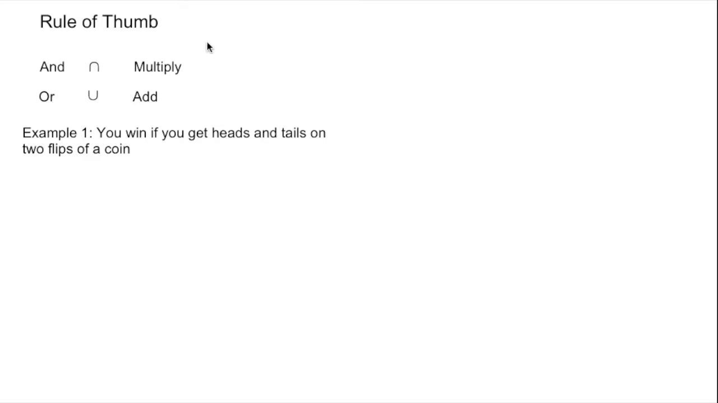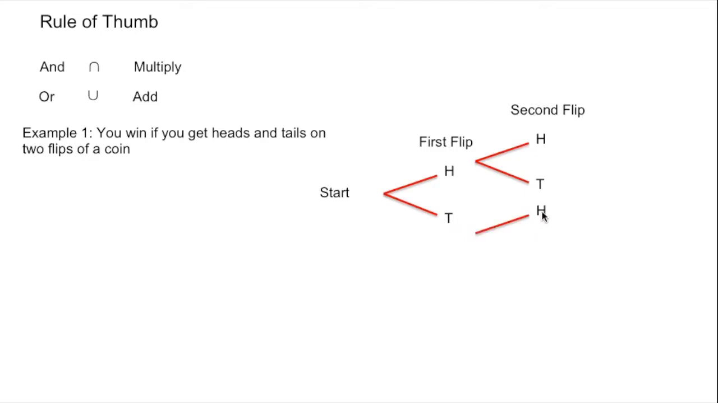Let's see why. So for example, you win if you get heads and tails on 2 flips of the coin. So you get heads, then you get tails. If we start on the first flip, you can get heads, you can get tails. On the second flip, if you got heads, on the second flip, you can still get heads, you can get tails. If on the first flip you got tails, on the second flip, you can get heads or you can get tails. So this is totally independent. The second flip does not depend on what you got on the first flip. If you got heads on the first flip, you're just as likely to get heads on the second flip.